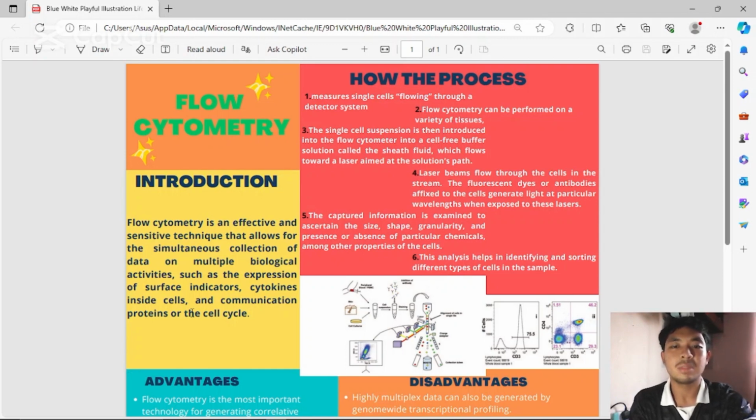Then the captured information is examined to ascertain the size, the shape, granularity, and the presence or absence of particular chemicals, among other properties of the cell. And then this analysis helps in identifying and sorting different types of cells in the sample.